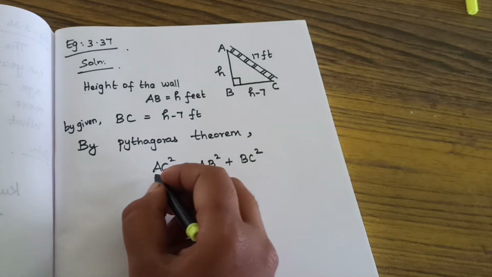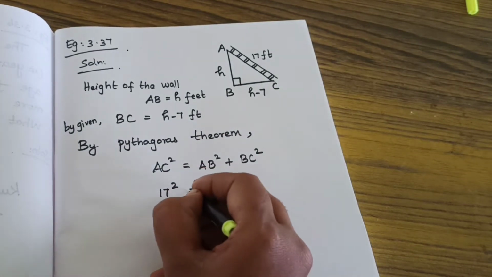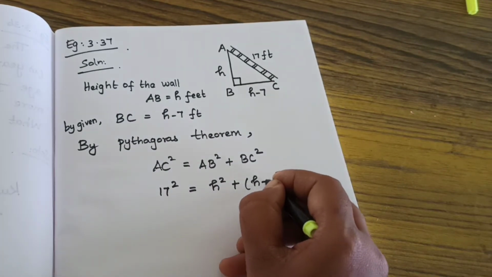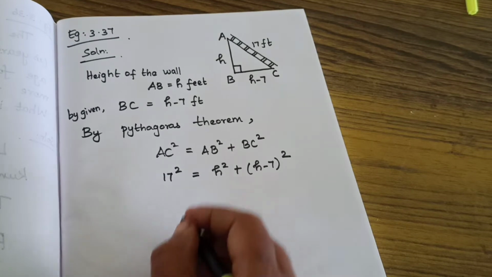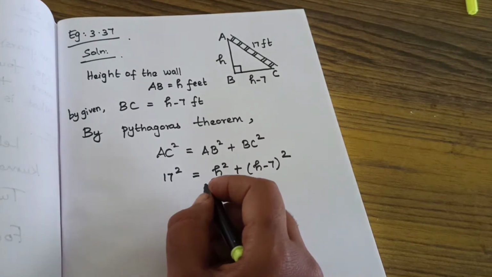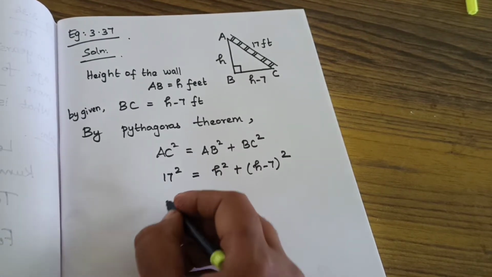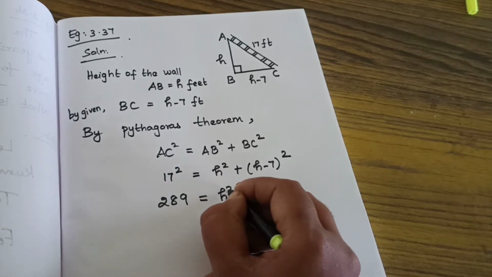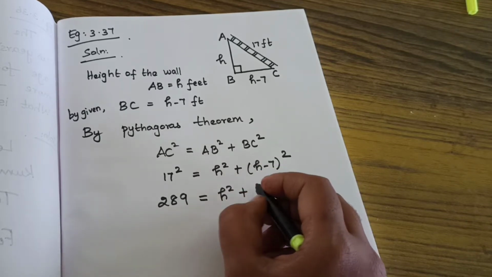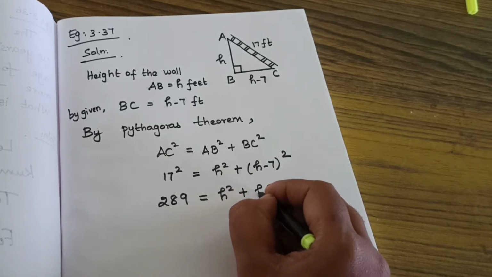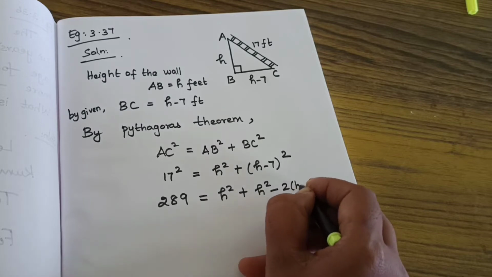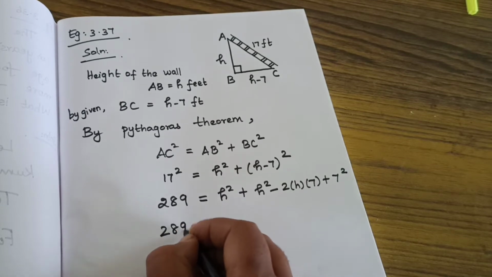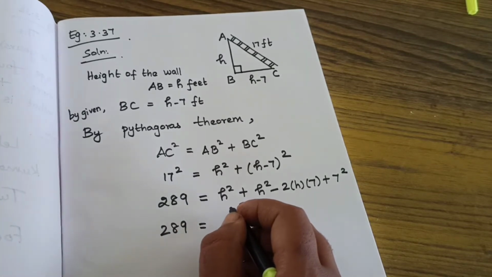Now substitute the values. AC is 17, so 17 square is equal to AB, h square, plus BC, h minus 7 the whole square. Now we need to arrange it into a quadratic equation. How can we solve? 17 square is 289, which is equal to h square plus this one we can expand using the a minus b the whole square formula: a square minus 2ab plus b square. 289 is equal to h square plus h square.